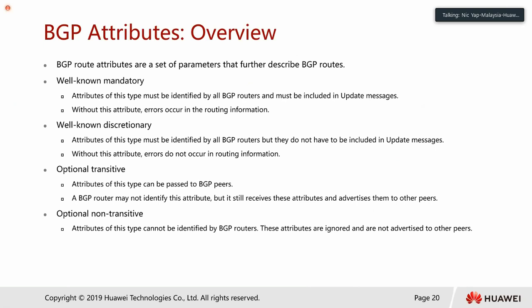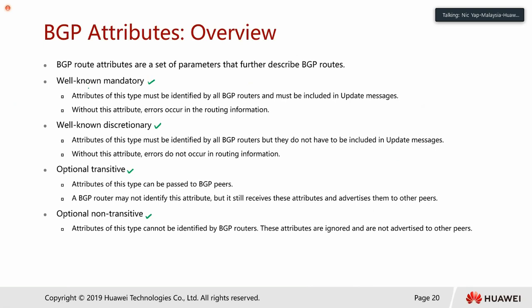So still remember what we taught in your HCIP? I'm not sure about HCIP, I think it's not taught by me, right? It's by another instructor. So in the HCIP, first we know about the four categories, like mandatory, discretionary, transitive, and non-transitive.